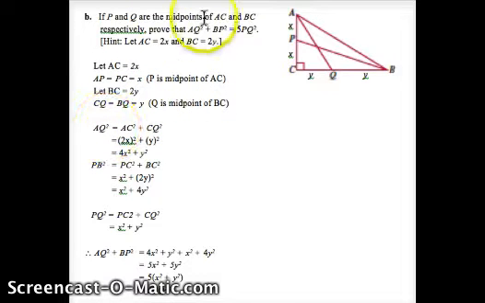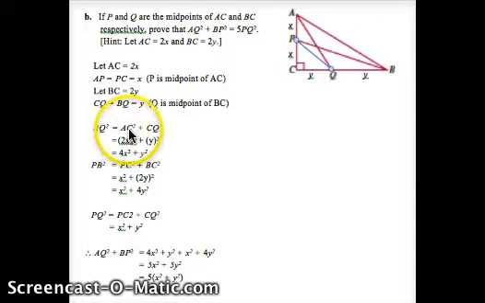Now, in this question, we have to prove that AQ squared plus BP squared equals 5 lots of PQ squared. Once again, we can see that the line PQ is not there. I'll just put that back in. Now, we can look at this first bit of the proof here. We need an expression for AQ squared. We can see that AQ is the hypotenuse of triangle ACQ. So we can say AQ squared equals AC squared plus CQ squared.